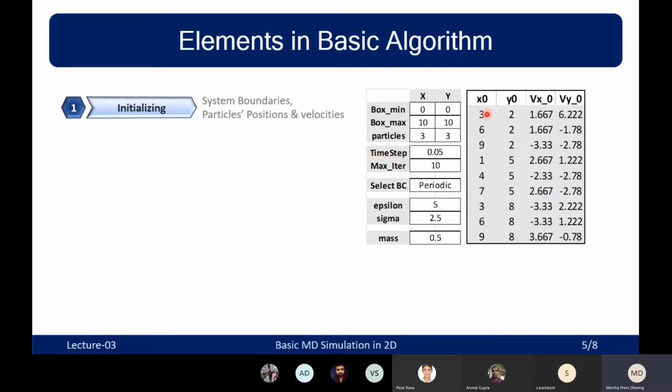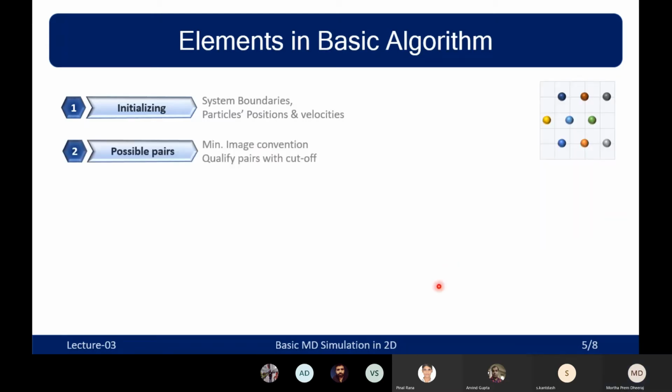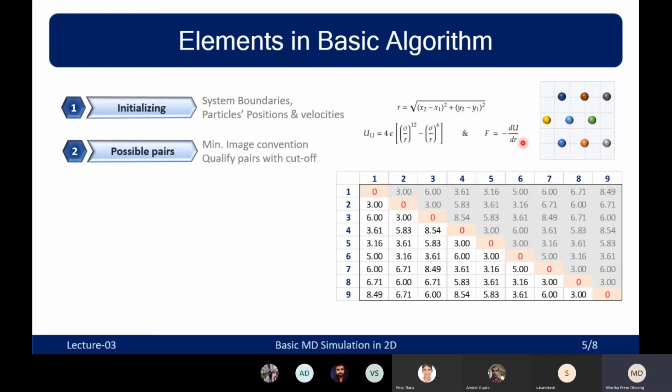Because giving you coordinates of all these particles and the velocities of all these particles is not really convenient, I want to bring a pictorial representation of these particles. So these are the 9 particles that I'm talking about. And the next step is possible pairs. So we have to look for the possible pairs. And for doing so, we'll require the concept of minimum image convention. And after looking at minimum image convention also, we'll have to qualify only those pairs which have their separation distance less than the cutoff.